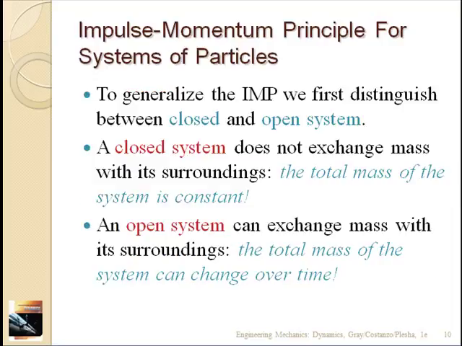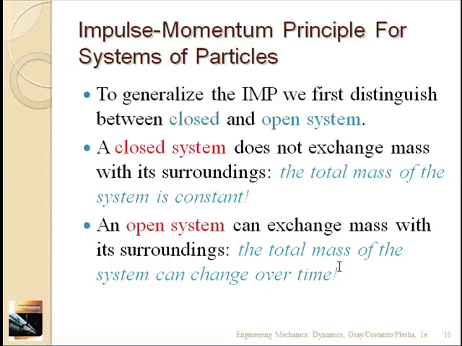All right, so now that's pretty straightforward for a single particle. Now we can look at this for a system of particles. We have two kinds of systems, closed systems and open systems. Closed systems mean the total mass of the system is constant. So there's no flow of mass in or out of the system. With an open system, there can be.